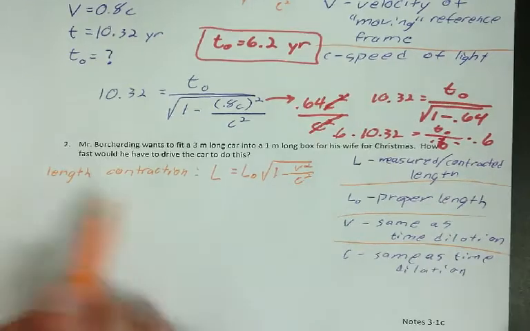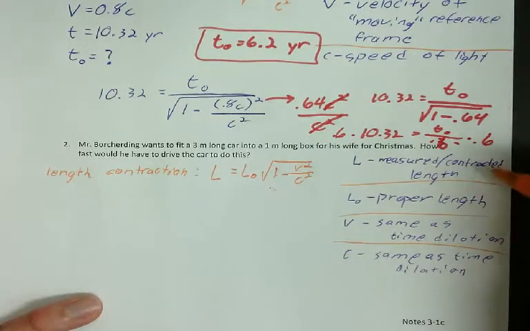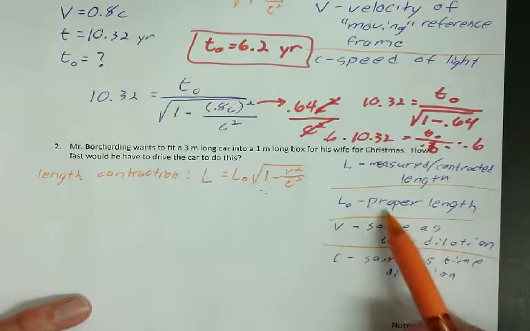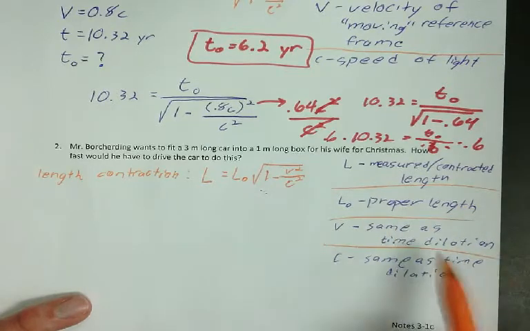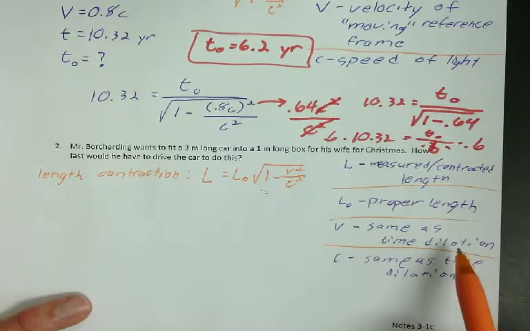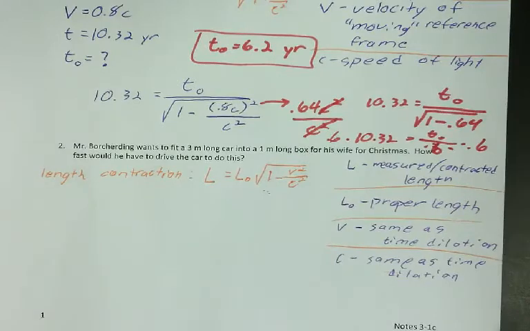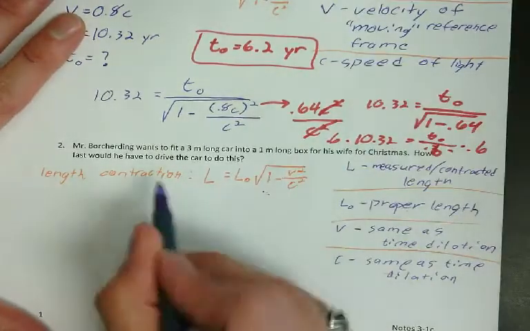Okay, so the length contraction equation. L is still the measured or contracted value, but now it's length instead of time. L naught is still the proper value, this time for length. V is still the speed of the moving reference frame, and C is the speed of light. So same as before.